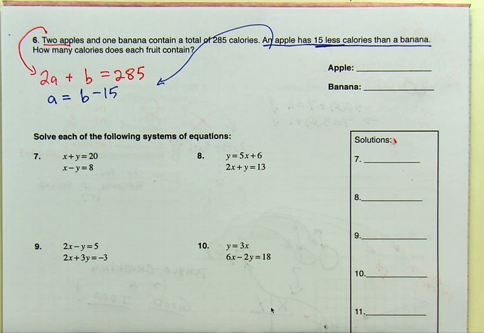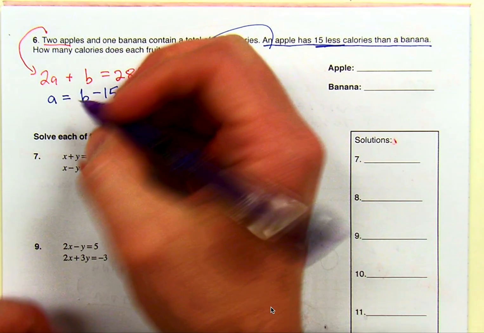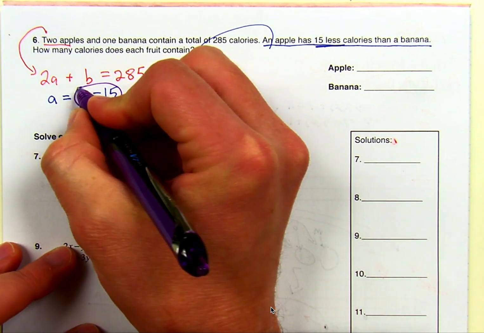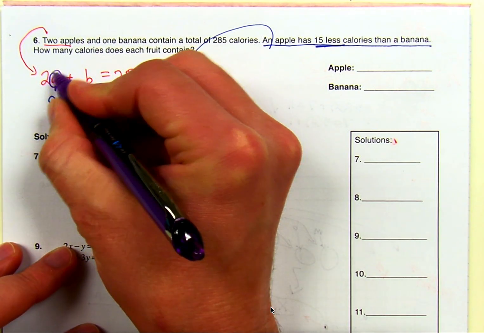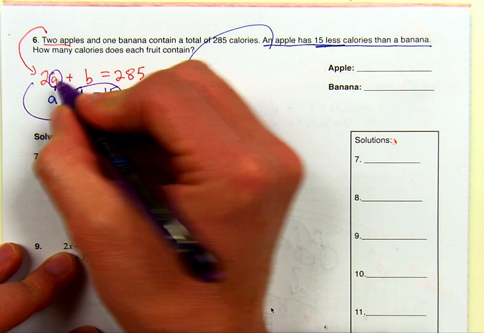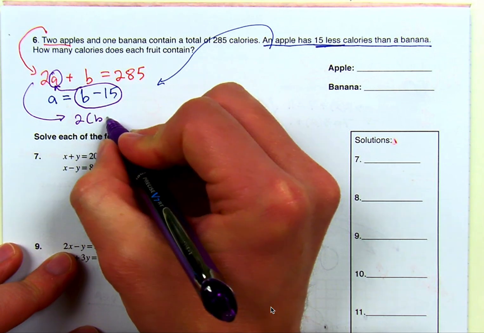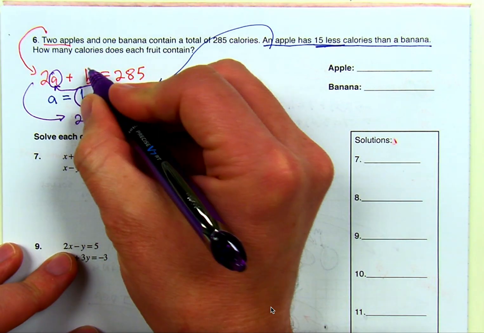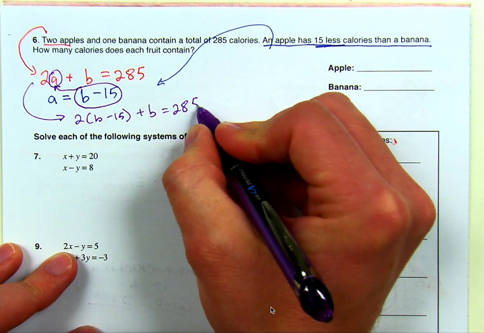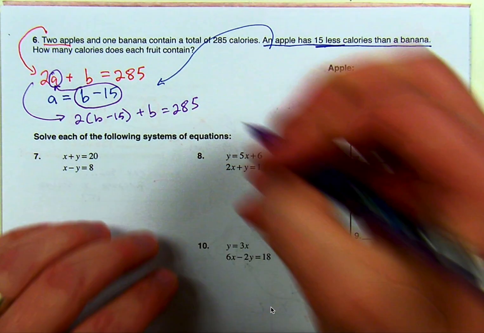On this one, I don't think I would use elimination or graphing. I think this one is going to be a substitution problem. So if an apple is a banana minus 15, I'm going to put a banana minus 15 right where this A is, and then rewrite that as 2 times a banana minus 15 plus a banana equals 285. And then you just need to solve that equation. So here's what that's going to look like.